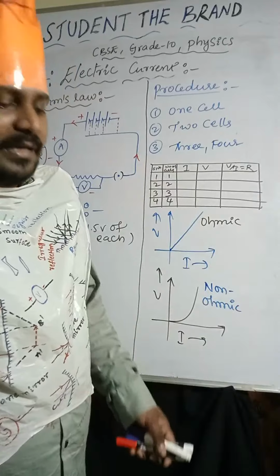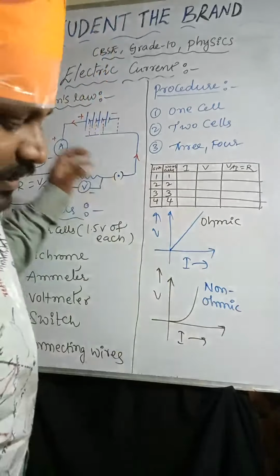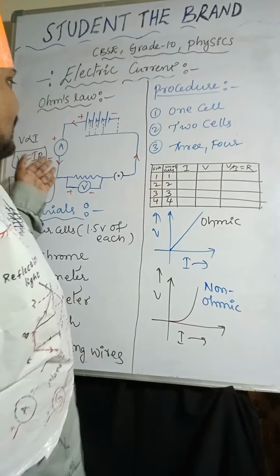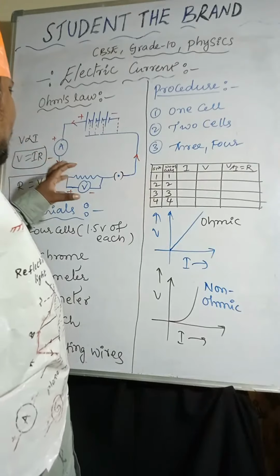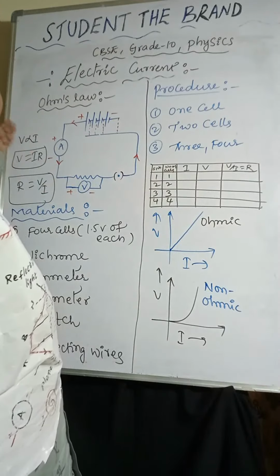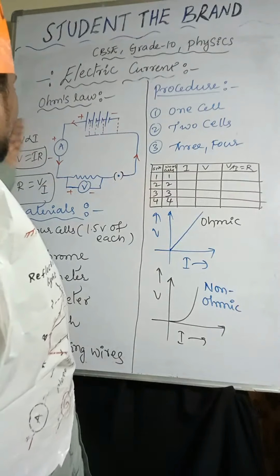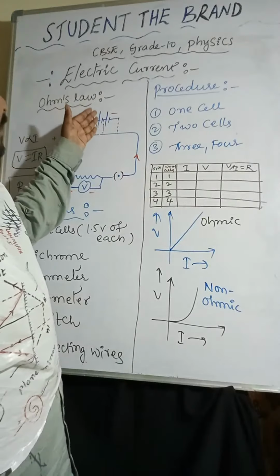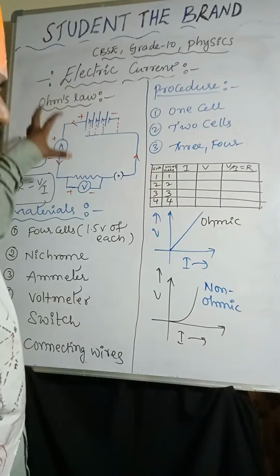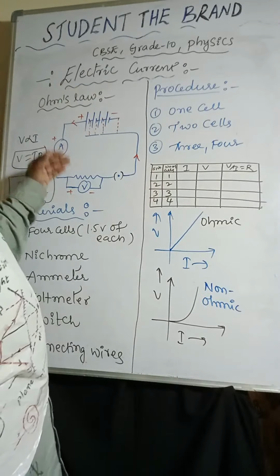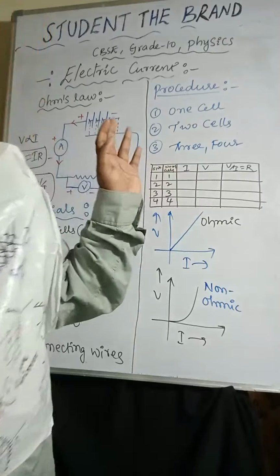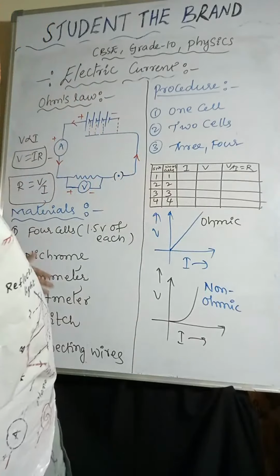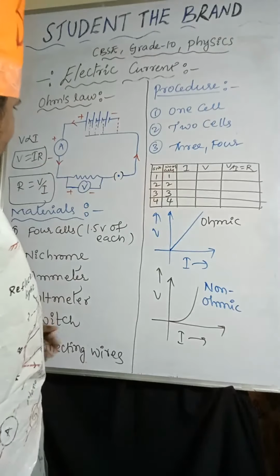Once again, see Ohm's law. The potential difference across the ends of the given metallic conductor is directly proportional to the current flowing through it. V equal to IR, R equal to V by I. Materials required: 4 cells of 1.5 volts each, nichrome wire, which is an alloy of nickel, chromium, manganese and iron, and ammeter, voltmeter, switch and connecting wires.